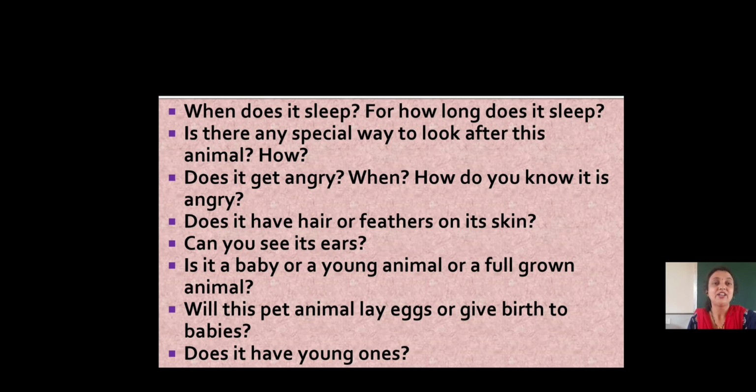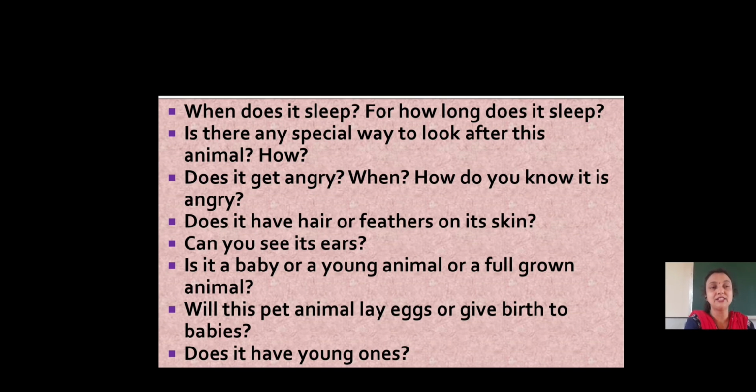Does it have hair or feathers on its body or its skin? Okay, write your answer. Can you see its ears? Write your answer. Is it a baby or a young animal or a fully grown animal? If it is a small baby, you can write it's a baby, or it is fully grown animal, you can write an animal and write its name. Will these pet animals lay eggs or give birth to the young ones? Yes, for this I have given you many hints.